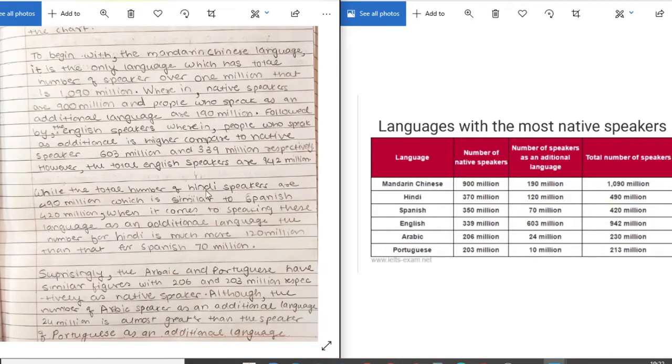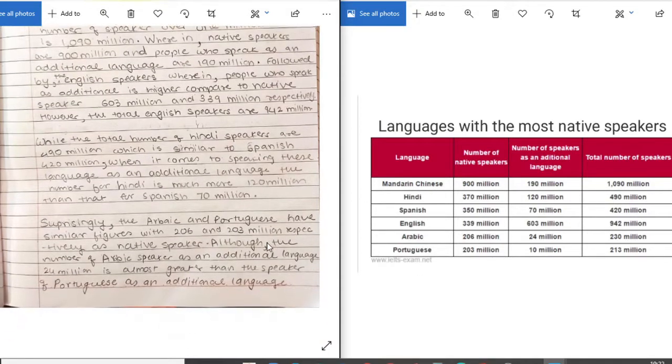While the total number of Hindi speakers are 490 million, which is similar to Spanish, which is 420 million. After Spanish, you have to give a semicolon. When it comes to speaking these languages as an additional language, the number for Hindi is much more, 120 million, than that for Spanish, which is 70 million. Okay, you have compared Hindi with Spanish, English with Mandarin, and I hope you have compared Arabic with Portuguese.